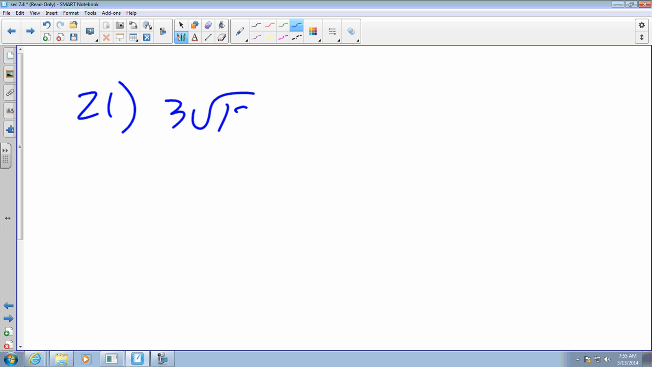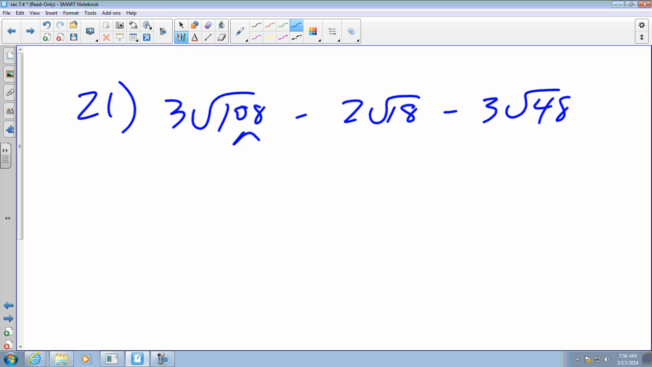3 square roots of 108 minus 2 square roots of 18 minus 3 square roots of 48. We need to find out what divides into 108. I'm going to say, let's go with a 4 and 54, 27.